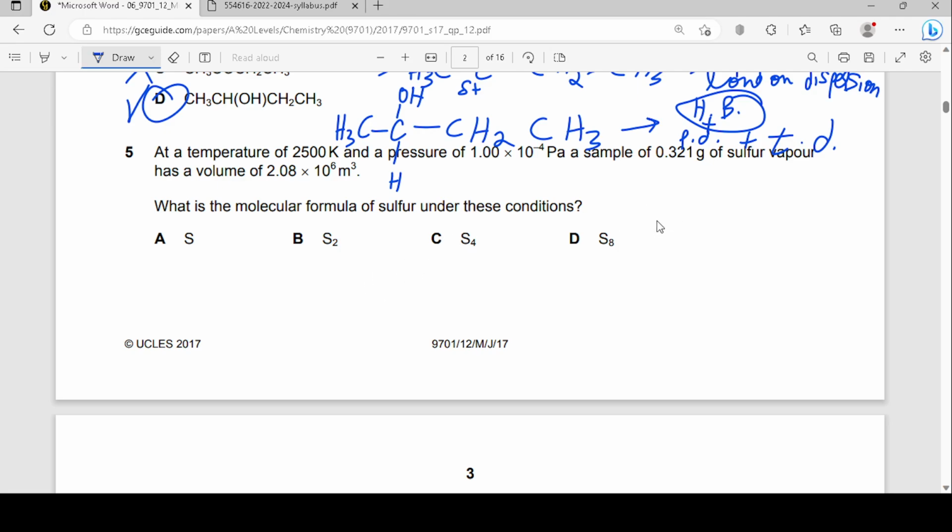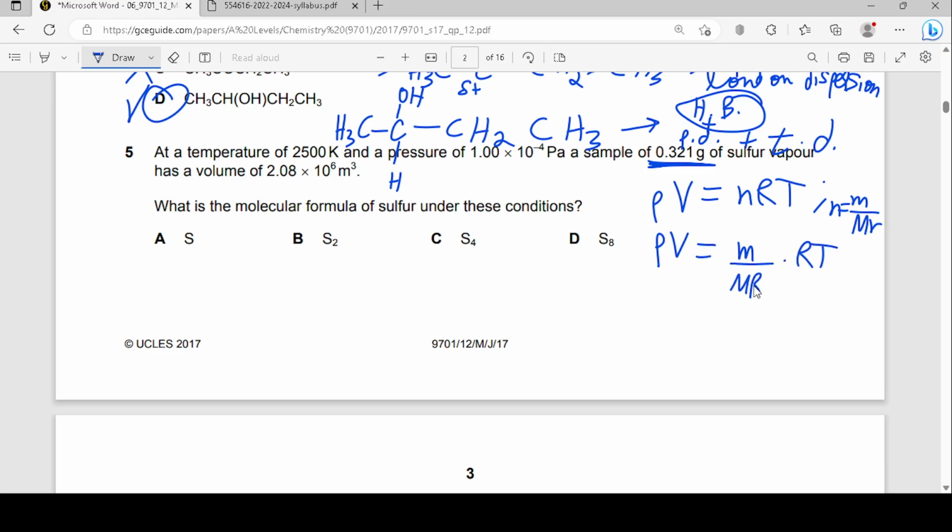We just have to use the formula PV equals nRT. Because they gave us the mass, instead of n, I will use the fact that n equals m over Mr, so moles equals mass over molar mass, right? I'll substitute that in, so m over Mr times RT. Let me write that better.